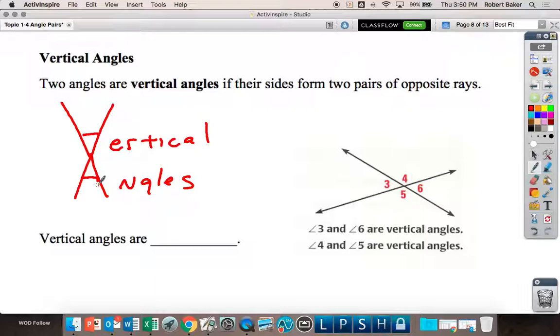So look over here. 3, 4, 5, and 6. Which ones are vertical angles? 3 and 6. Look, if you draw 2 lines, they are 3 and 6. I also like to call them little bow tie angles. Bow ties are cute, but is that the only pair of vertical angles?